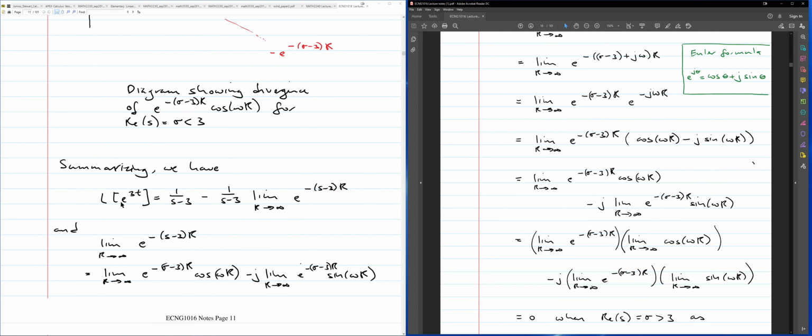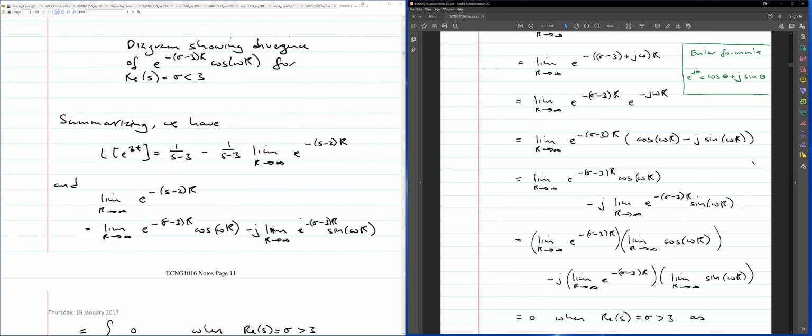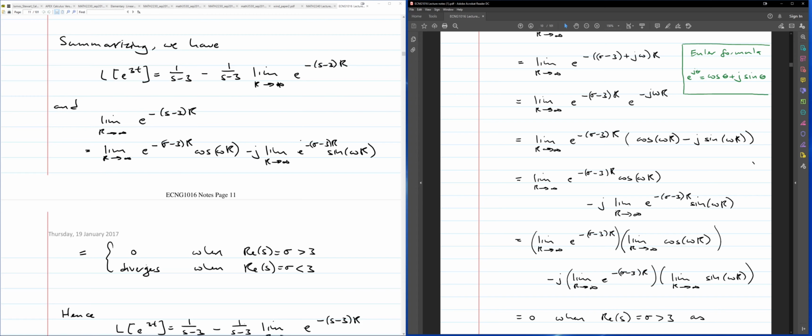Okay, so Laplace of e to the 3t is 1 on s minus 3 minus 1 on s minus 3 times this limit. And this limit over here of e to the minus (s minus 3) times r is equal to the limit with the exponential cosine and the exponential sine, right? And this limit is going to be 0 only when the real part of s is bigger than 3. Otherwise, you're going to have divergence.